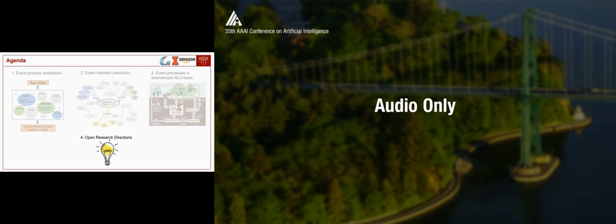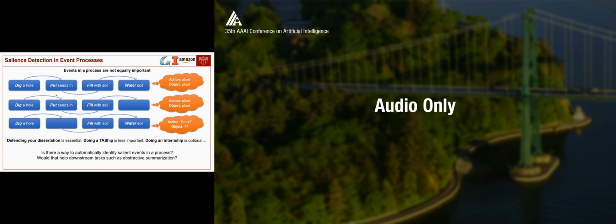Lastly, I will provide 3 pages of slides about a few open research directions related to event process understanding. Here, the first problem is salience detection in event processes. Previously, we have already introduced the problem of intention prediction for event processes. But at the same time, another unresolved problem is that the events in the same process are actually not equally important. For example, let's again take this process of planting a plant as an example. We know that among those sub-events, digging a hole, putting seeds in, filling the hole with soil, and watering the soil, clearly even if we remove the event of watering the soil, we can still tell that this is a process of planting a plant.